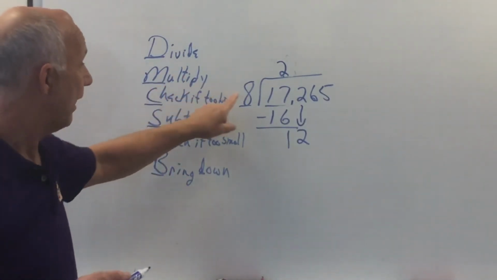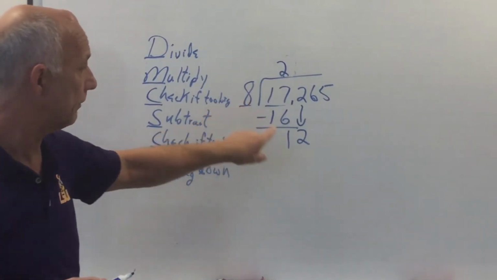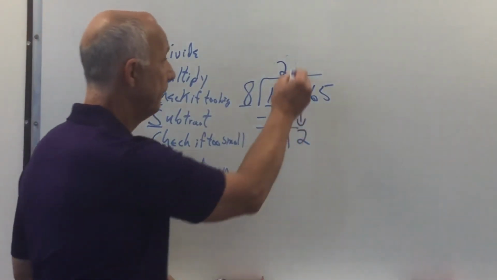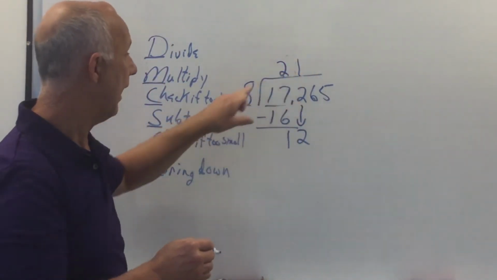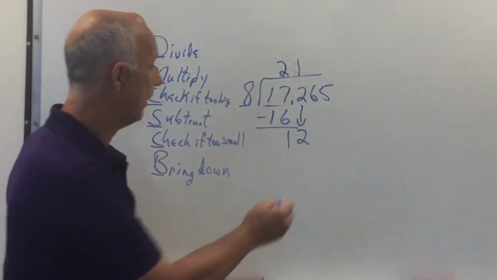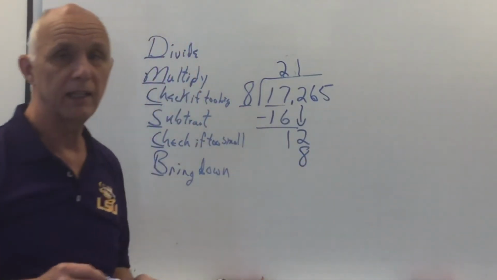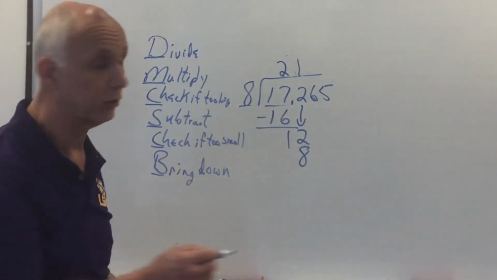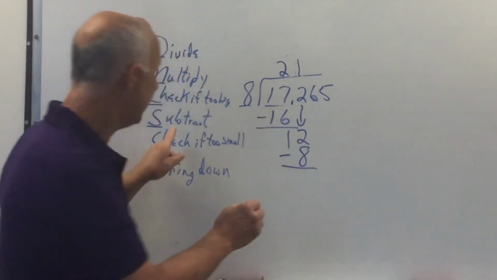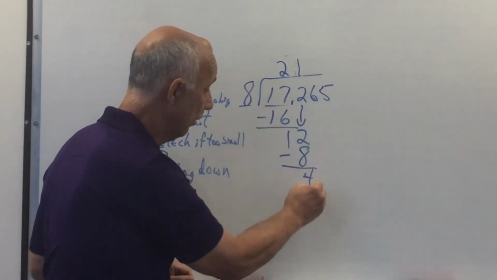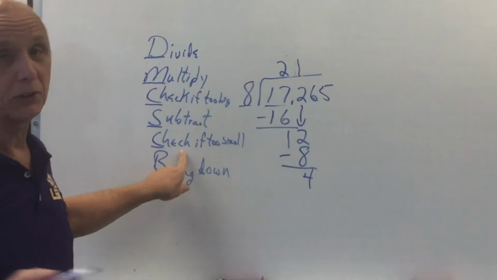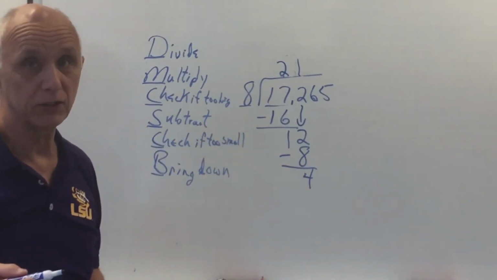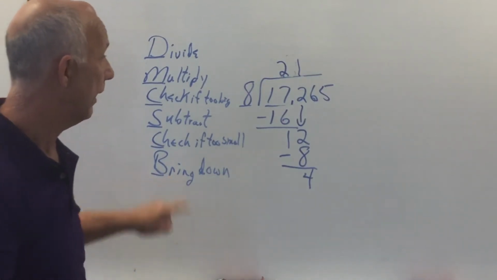I divide 8 into 12 by saying what times 8 equals 12, or closest without going over. And that would be 1. Now, 1 times 8 would be the multiplying part. 1 times 8 is 8. Then I have to check if too big. Can I subtract? I can, so I didn't guess too big. So then I subtract, and I get a remainder of 4. And then the important step, check if too small: is 4 less than 8? It is, so I didn't guess too small. So now I can bring down the 6.